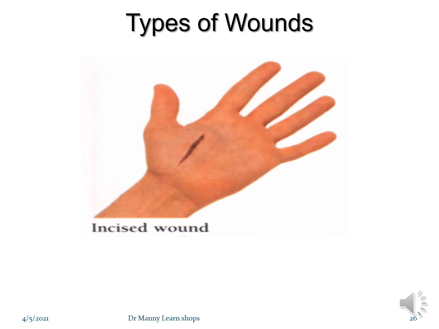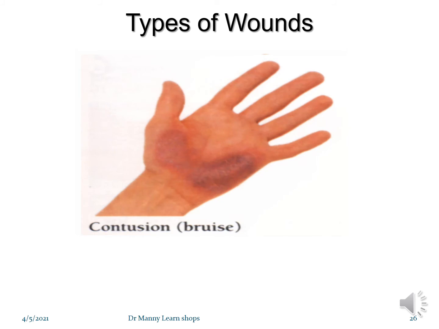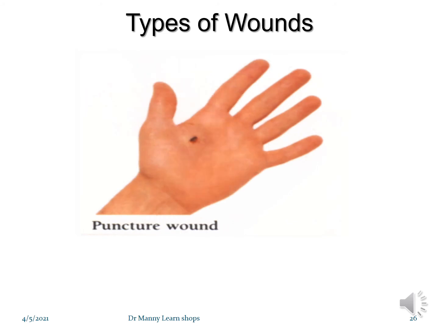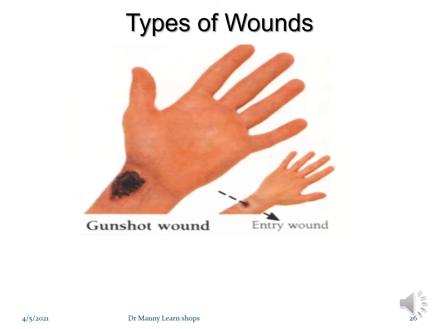Wounds can be of several types. It can be incised, a cut. It can be a laceration, a bigger cut. It can be a contusion, a bruise. It can be a puncture, knife, gunshot. It can be an abrasion or a graze. It can be a gunshot.